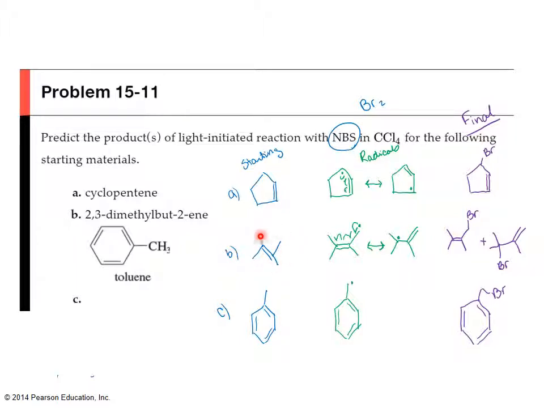2,3-dimethylbutene looks like this. You want to put the radical at the allylic position. So that's one of these positions out here. Could have been any of them. Okay, it's very symmetric. So I put it here.